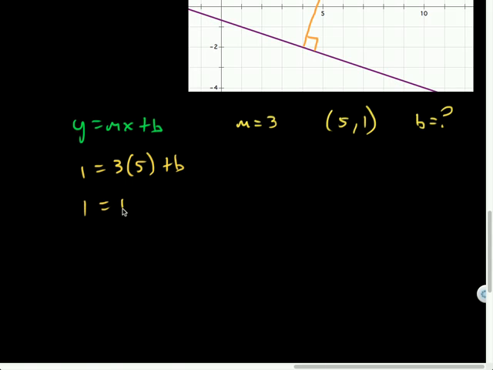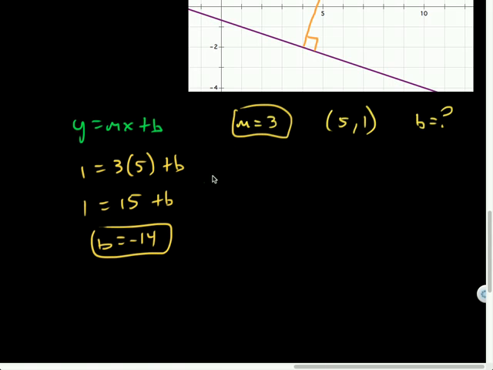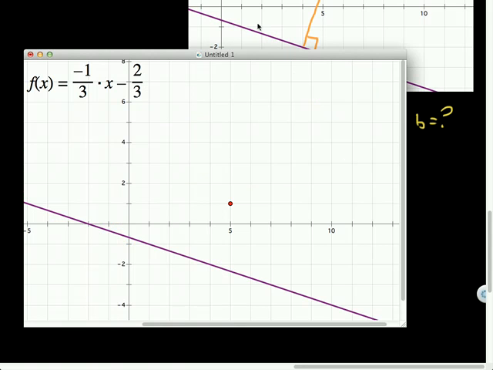So 1 equals 15 plus b. b is going to equal negative 14. So the equation of my second line has m = 3, b = negative 14. So y equals 3x minus 14. Just to verify for you, I'm going to come back to the screen in a minute, so I'm going to be over here writing for just a second. What did I just say that was going to be?